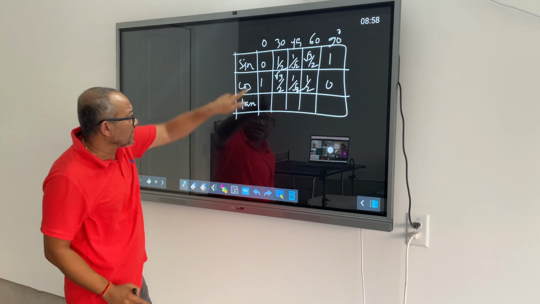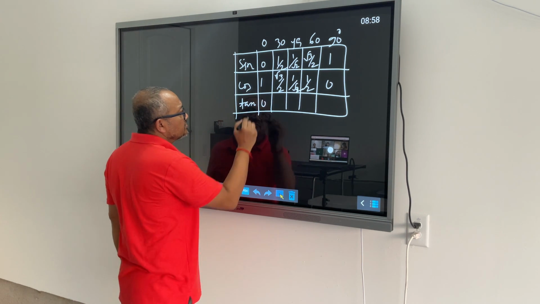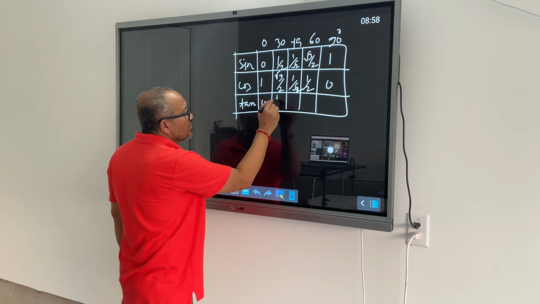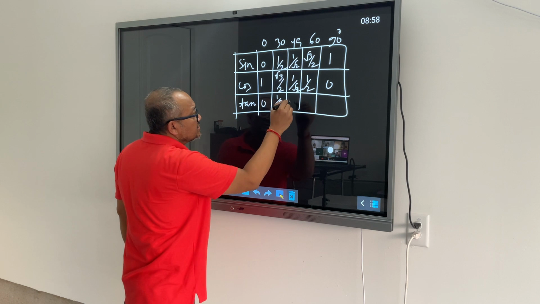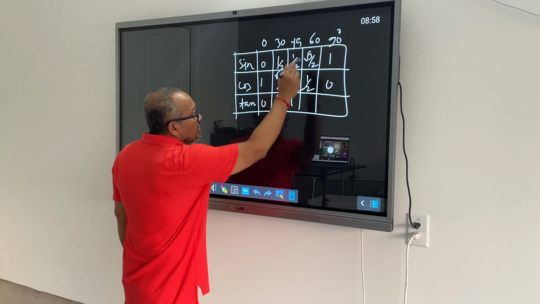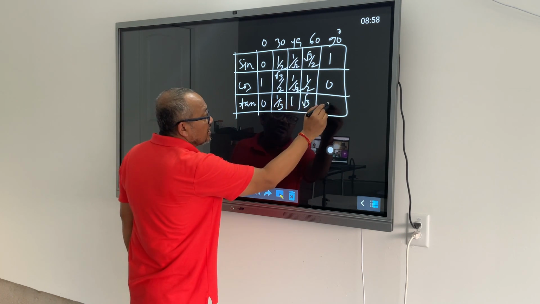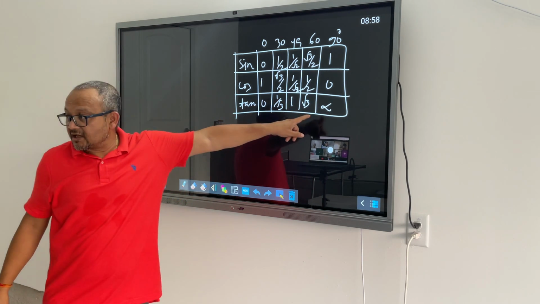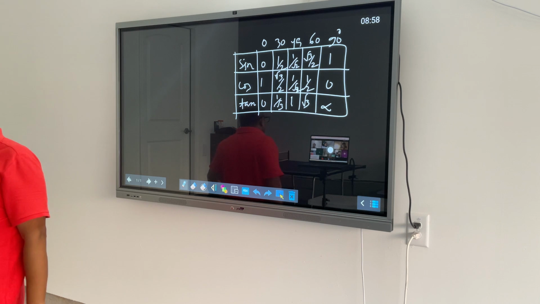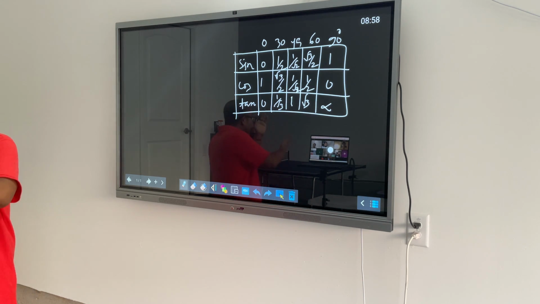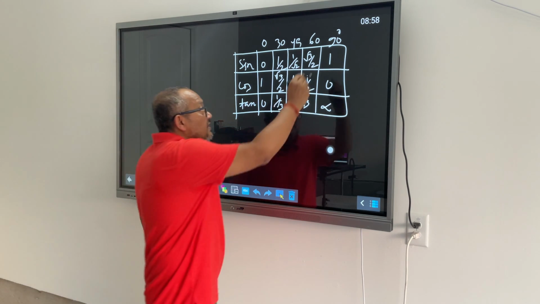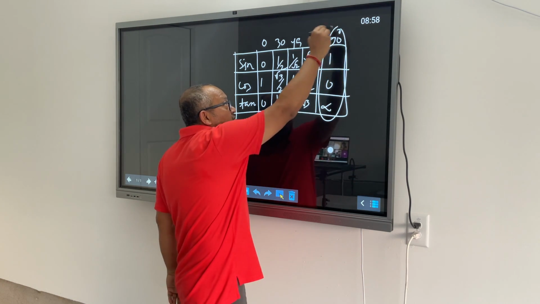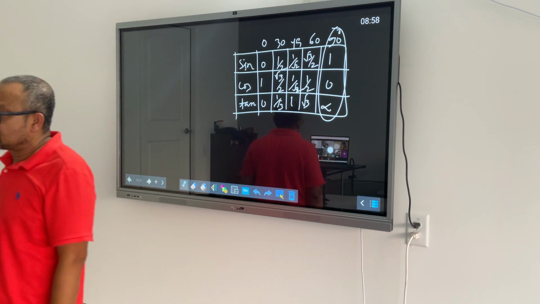Tangent is nothing but sine over cos. Here it is 0. This is 1 by root 3. This is 1. This is root 3. This became undefined. This is the guy who creates maximum problems for us. After every 90 degrees, you will come across a point where your sine over cos will become undefined.